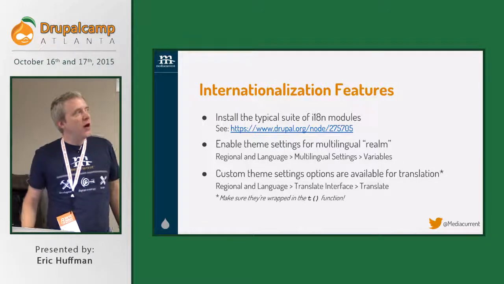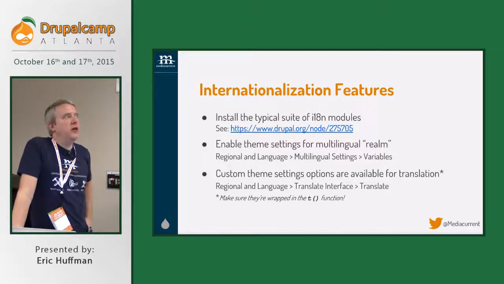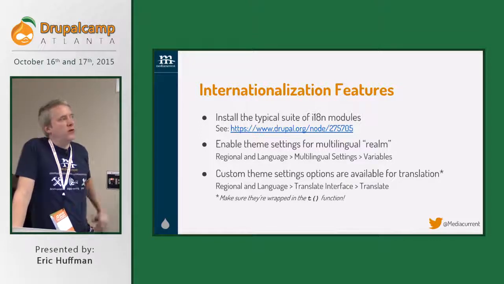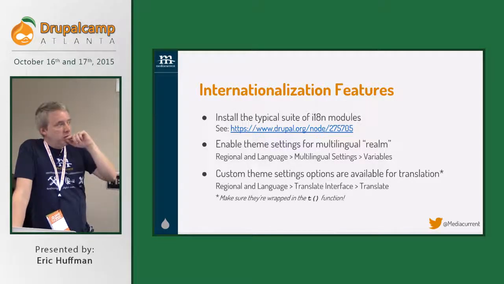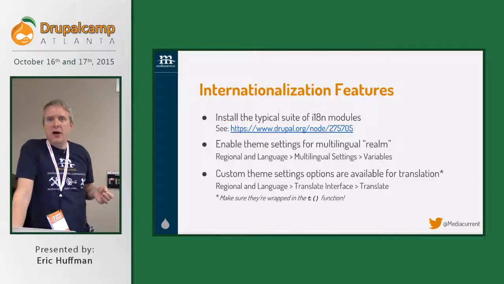One of the other great things about creating your own custom theme settings is it hooks in really nicely with a lot of the multilingual options that Drupal has. If you were to install the full internationalization suite of modules, I've got a link here to the handbook on Drupal.org, which gives you an overview in Drupal 7 of how to set up a multilingual site. Once you've got everything turned on, in the multilingual settings there's a variables option, a table where you can select which core variables on your site you want to be eligible to be translated.